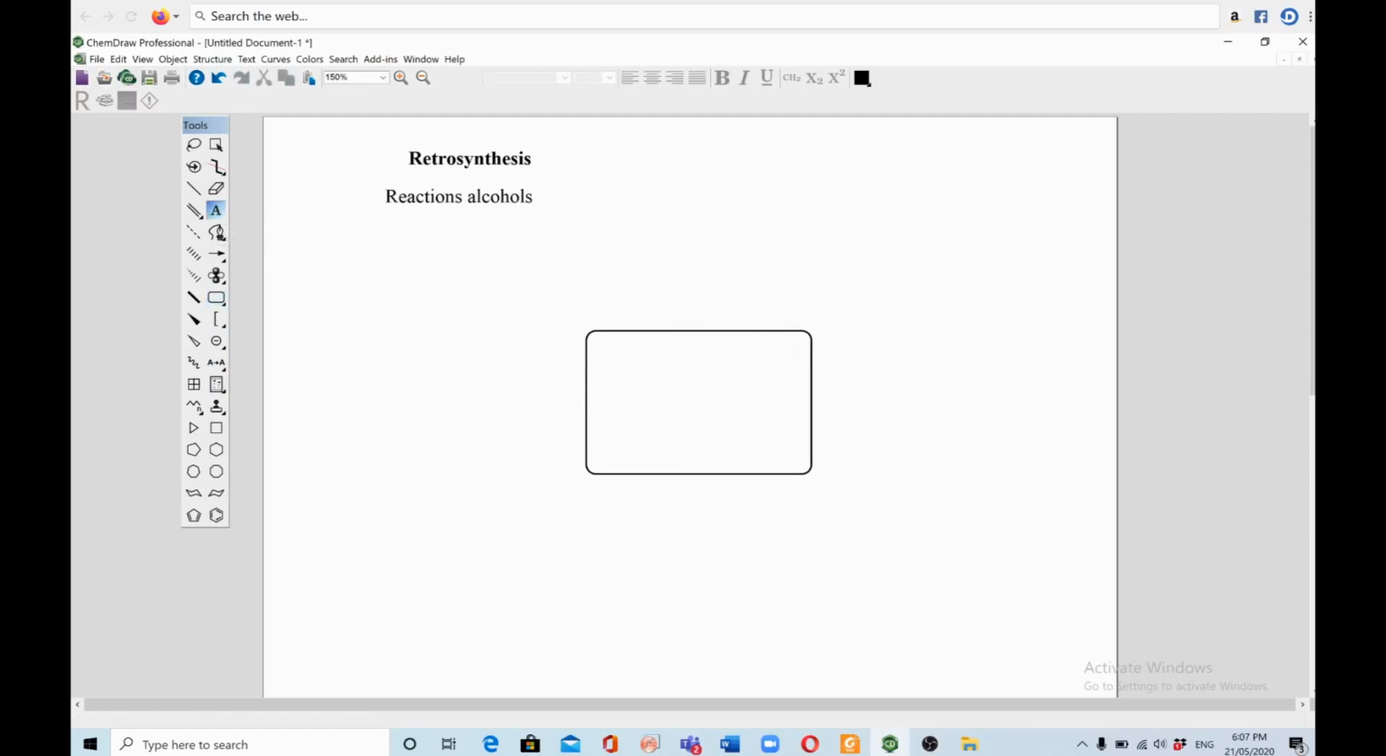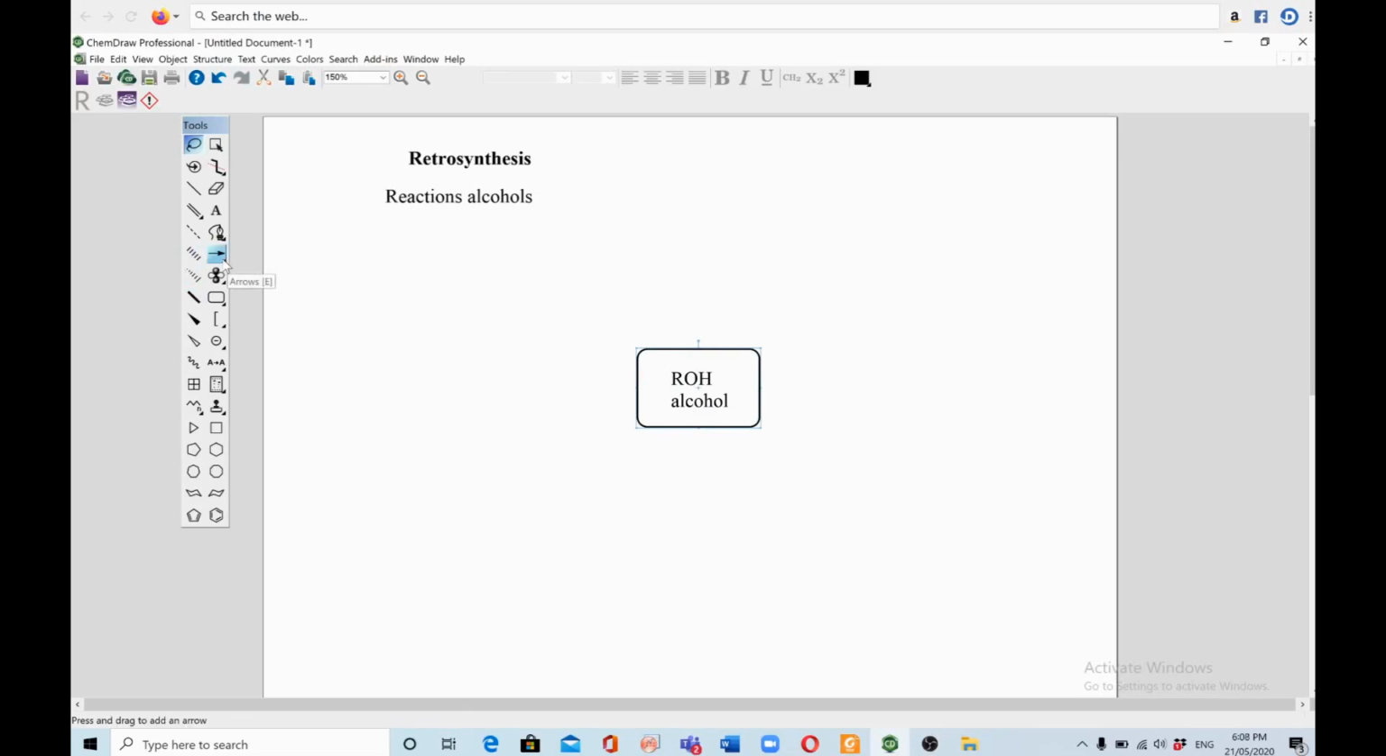So this is ROH, that is alcohols, right? Or you can simply write alcohol. And now in this video I will describe briefly, that is like a card for you. You need to remember these sorts of reactions in order to be a master at retrosynthesis. So one way to gain mastery in retrosynthesis is to learn the reactions of different functional groups.